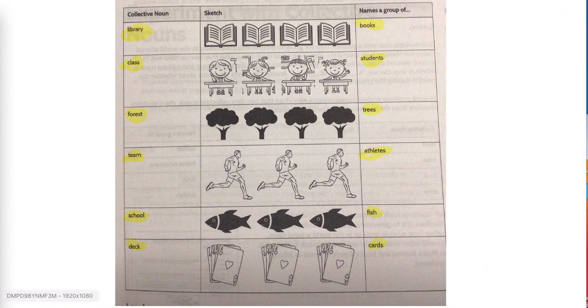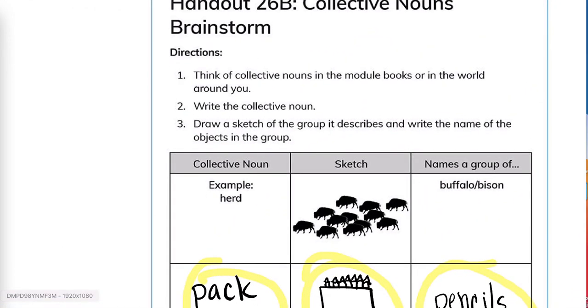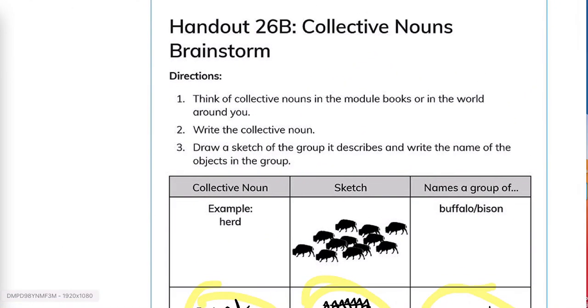So if you couldn't think of any examples on your own, you can choose one of these to write and draw. Again, you're filling in handout 26B. When you're done with that, you are done with the deep dive.